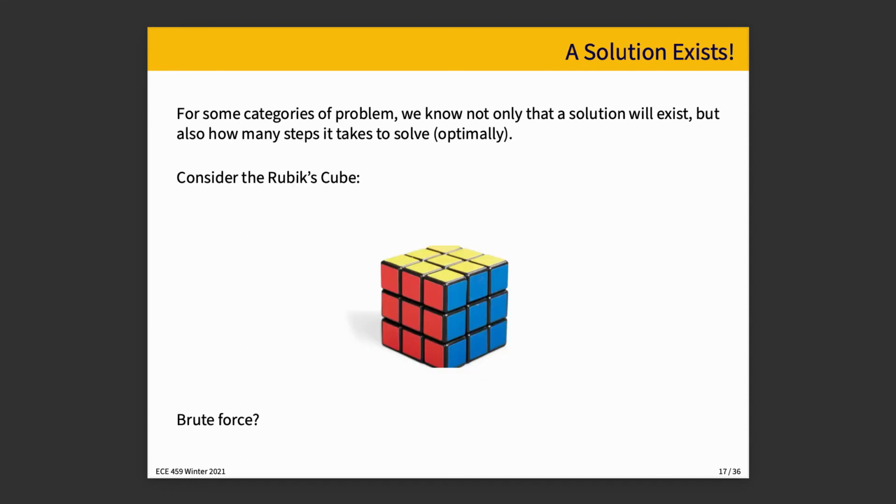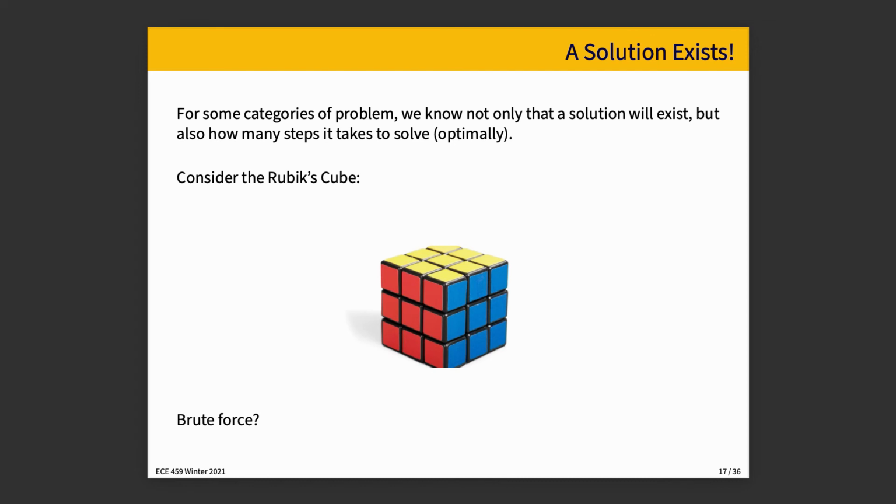Okay. For some categories of problem, we actually know that not only a solution will exist, but also how many steps it takes to solve in an optimal scenario. And consider, for an example, the Rubik's Cube. The Rubik's Cube is much easier to explain if you've ever seen one and held one in your hand before. And if you're just reading the notes and watching this, it's not as tactile, but I'll show you a quick example. Anyway, this is a problem with a very large number of permutations, right? The cube has colors on all sides, and you start by scrambling it up, and then you try to make it look like it looks in the picture, where all colors are on one side only.